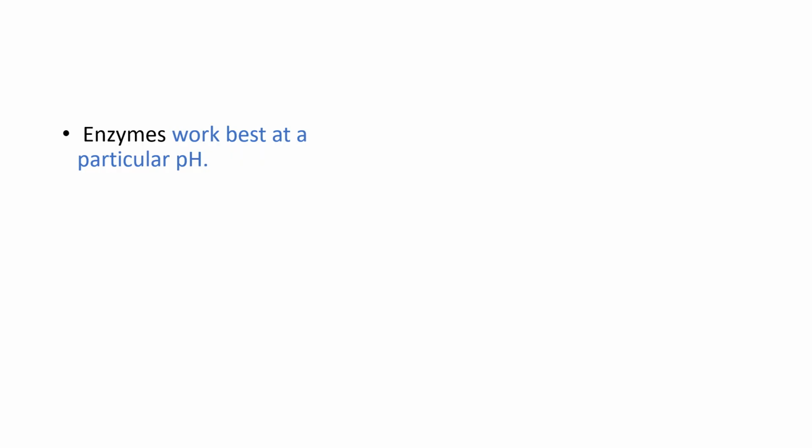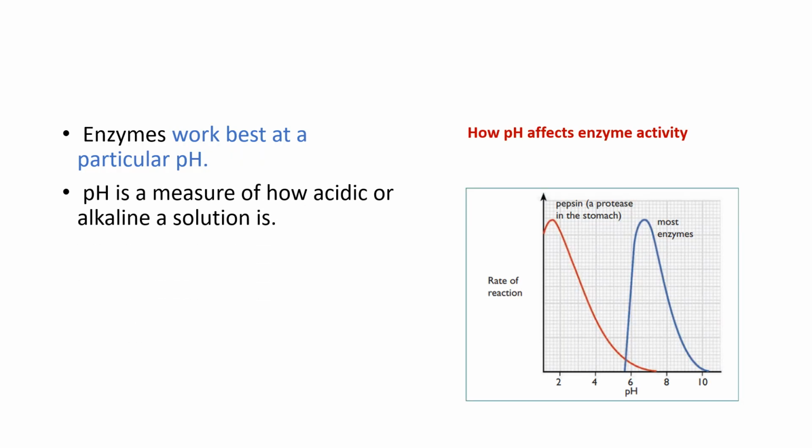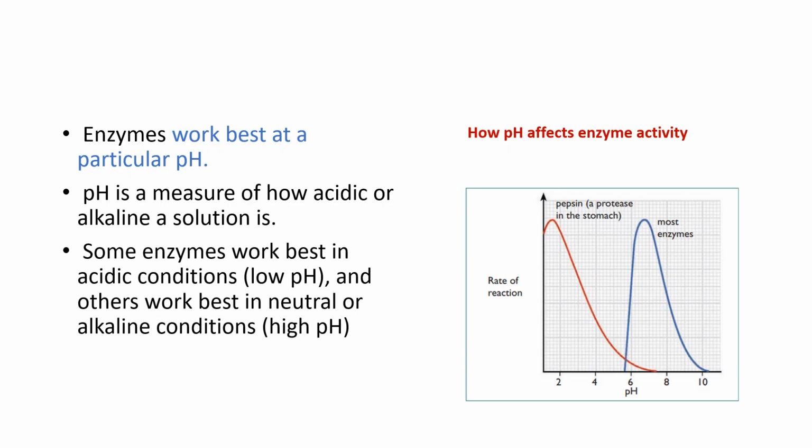Enzymes work best at a particular pH. pH is a measure of how acidic or alkaline a solution is. Some enzymes work best in acidic conditions, which is low pH values, and others work best in neutral or alkaline conditions with high pH values. So according to the graph, the enzyme pepsin, which is a protease enzyme, works best at acidic pH levels, whereas for most of the other enzymes, the optimum pH is around pH 7.